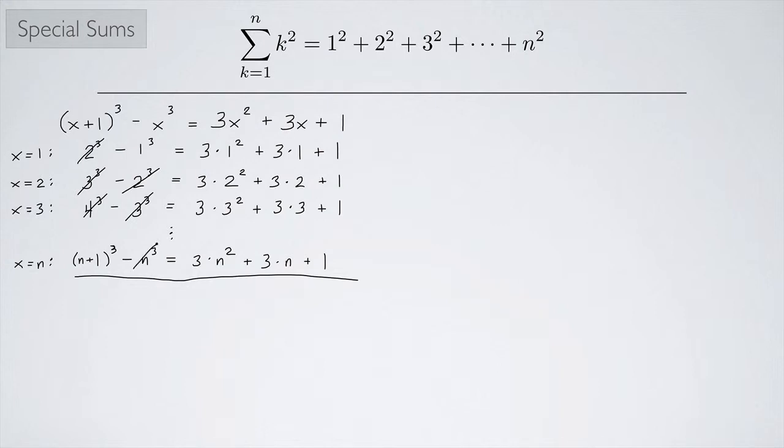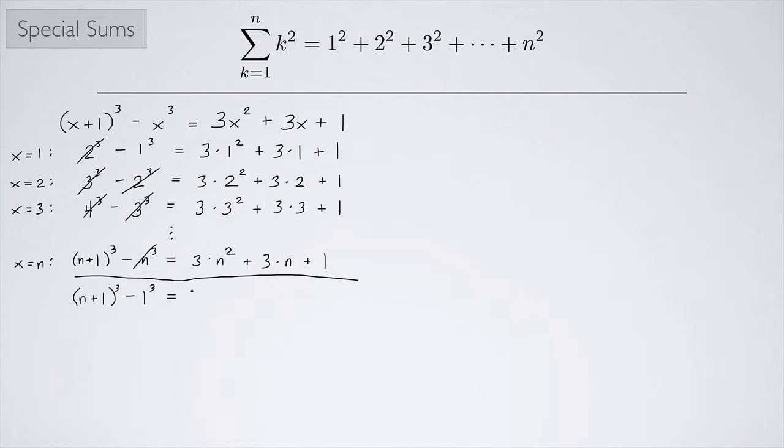So this one would end up canceling with the n cubed that would be up here right before it. And you're just going to have this term, the n plus 1 cubed, and the minus 1 cubed. So if you add them up, you would get n plus 1 cubed minus 1 cubed. That's because they all cancel pairwise except for this one and then this one down here.